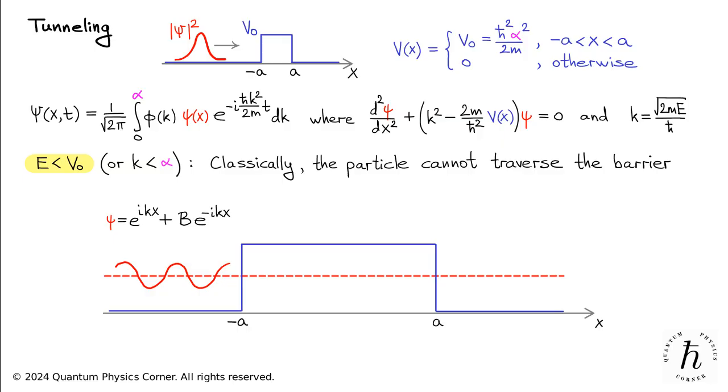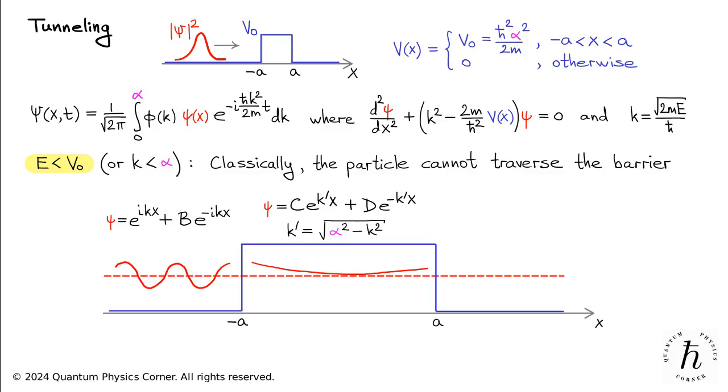In the region under the barrier, between -a and a, the solution to the Schrödinger equation is a linear combination of two real exponentials. The growing exponential, e to the power of k prime x, and the decaying exponential, e to the power of -k prime x. Here, k prime is the square root of alpha squared minus k squared. The amplitudes of these exponentials are denoted by c and d.